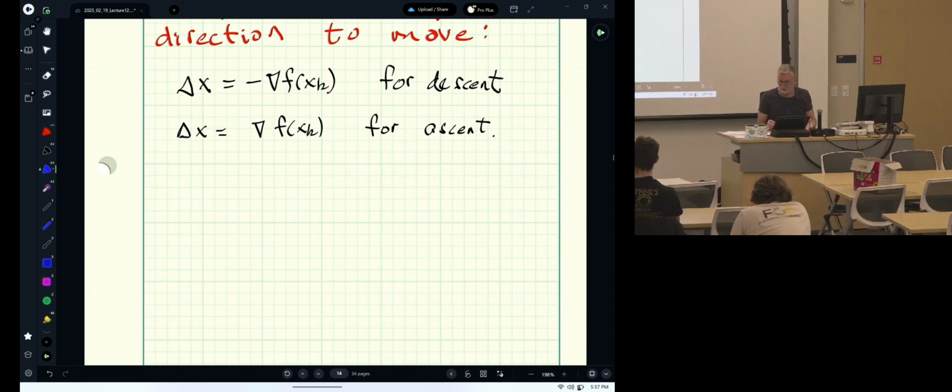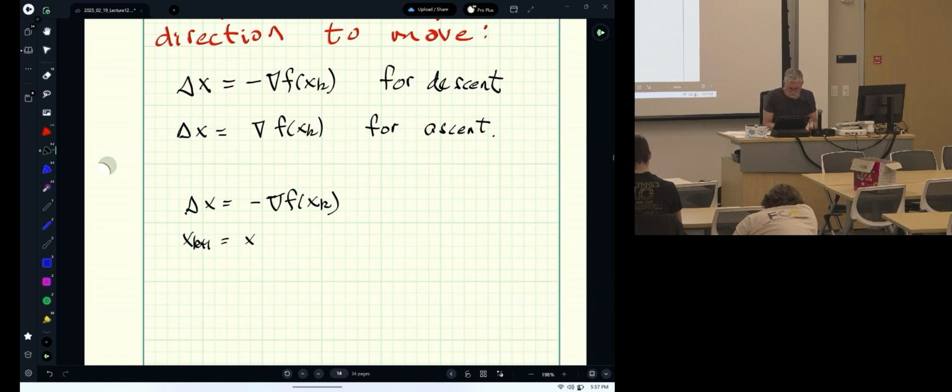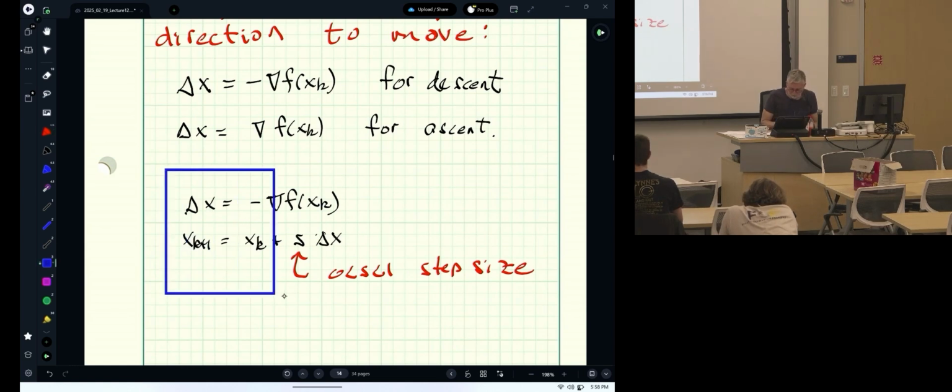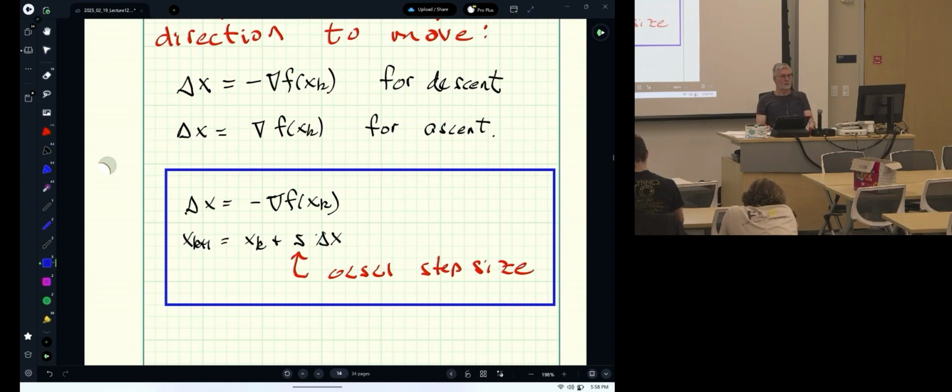Okay, so the gradient descent algorithm is simply, you set delta x equal to minus the gradient, and then x_{k+1} equals x_k plus s times delta x, where 0 is less than s less than 1, the step size. Okay? That's gradient descent.